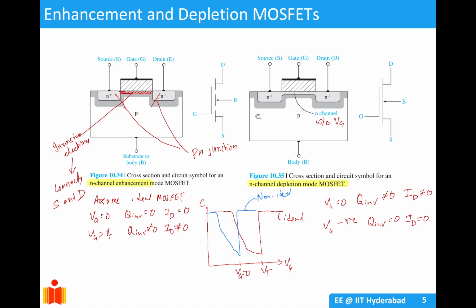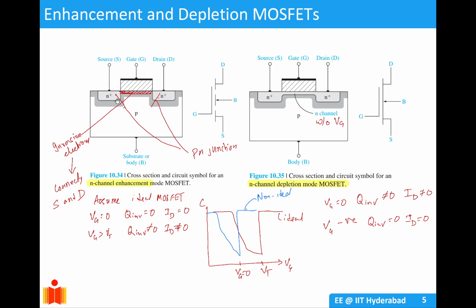Now in a depletion type, there's a channel between source and drain by default. So when you apply gate bias, this goes into hole accumulation, which causes this n-type channel to disappear, and the connection between source and drain breaks.